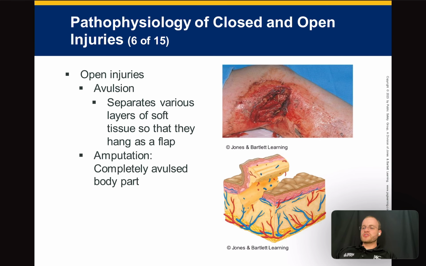Now, this is an avulsion. Avulsion is different than abrasion. Students confuse the two. So let's talk about what an avulsion is. Avulsion is when you flap the skin. An avulsion separates various layers of soft tissue so that they hang as a flap. The key word here is flap. They flap open. So this is what they're showing you an avulsion is. You've kind of opened it up. You flapped it open. You can flap it back. And this is very common in injuries, especially like car wrecks. People get avulsed all the time.